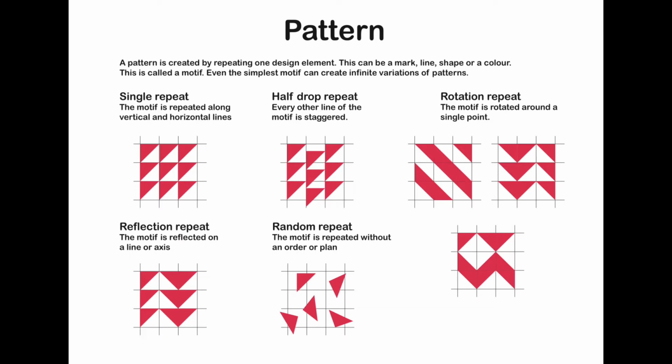So we've got a single repeat there, a half drop repeat where one comes down in the middle. We've got rotation repeat, so perhaps it's been turned around on a single point. We've got a reflection repeat, so this is when the motif is reflected on a line or on an axis. And then we've got a random repeat, so this is where they're just all over the place.